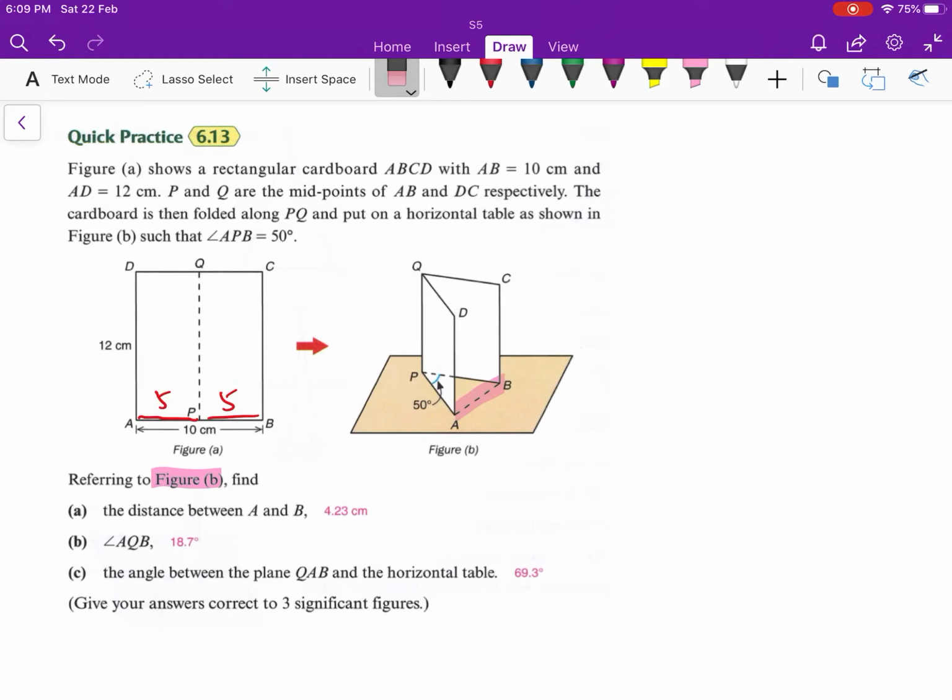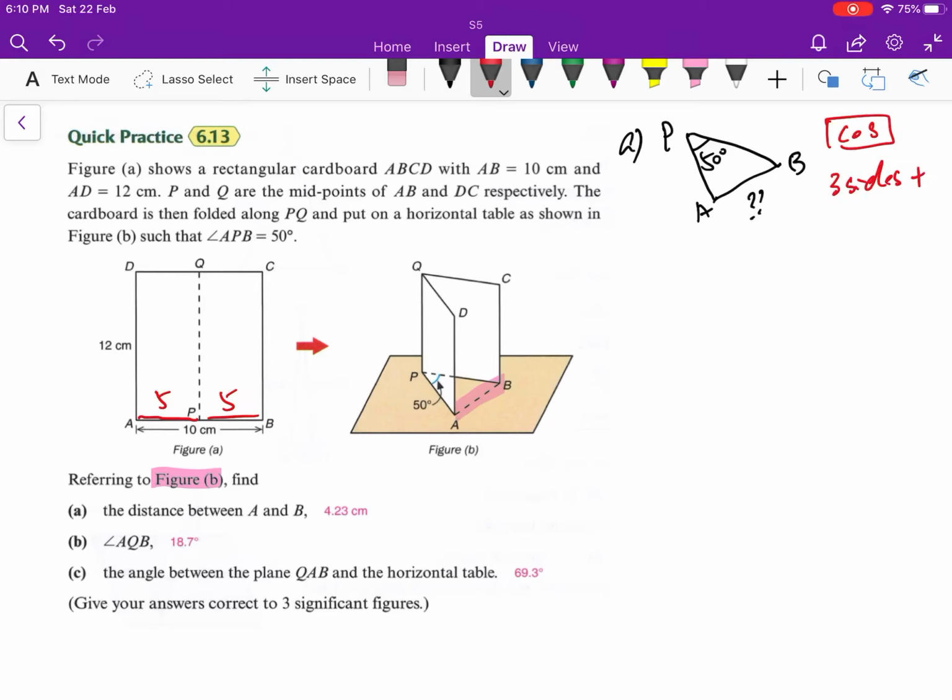Now the problem is, to find this I need to think about the cosine formula or sine formula. But which one will be suitable for us? Let's try to draw the triangle out first. I'll have P, 50 degrees here on the ground, A and B. I want to find AB, but I only have one angle. So how can I solve it? I would suggest using the cosine formula. Why? Because the cosine formula uses 3 sides plus one angle. One angle you already have. Now we need to find the 3 sides, so you need to find PB and PA.